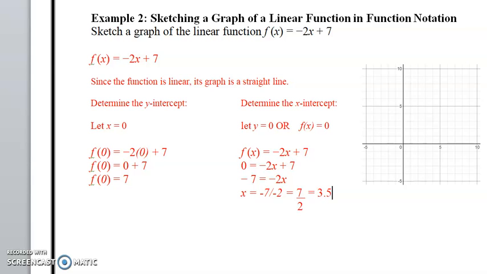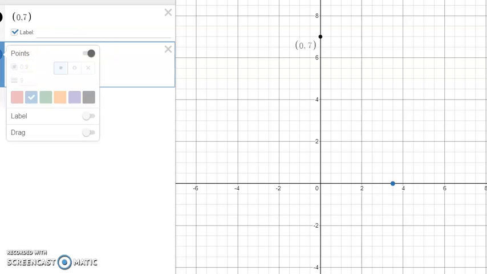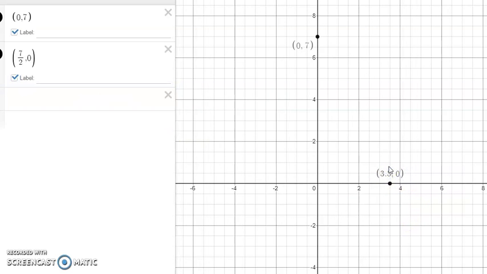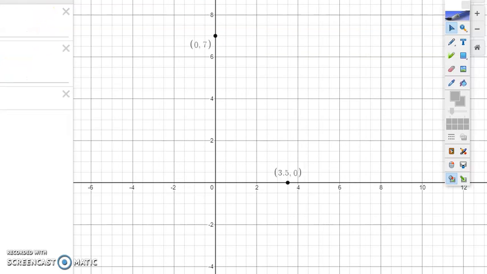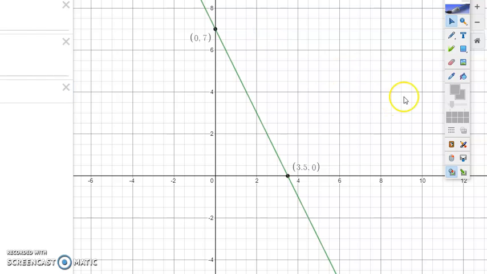So we'll go to our Desmos graphing calculator, and we'll put, remember, 7 over 2, 0, label it, and there it is, 3.5. It's coming up. All right. So now we take a ruler and we just connect the lines. So we take a ruler, we connect the two, and remember the graph goes on either way forever. So we're going to connect the lines with a ruler, and there they go right through, and there's your graph.